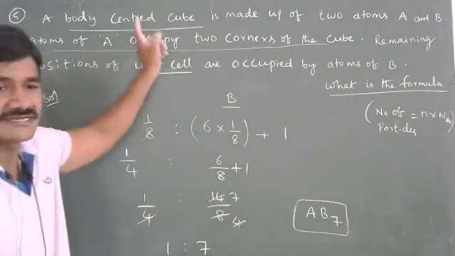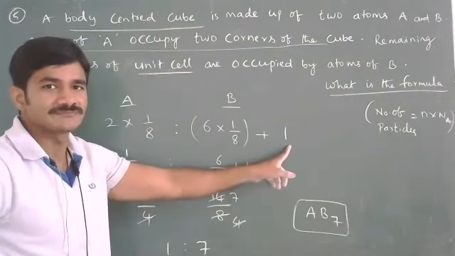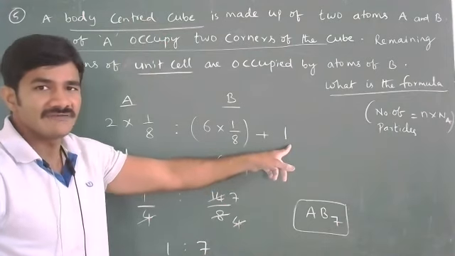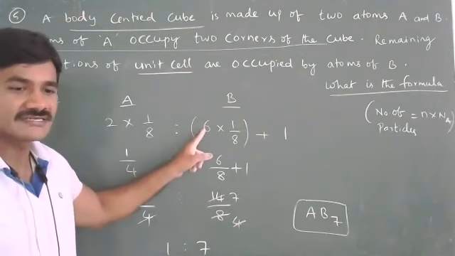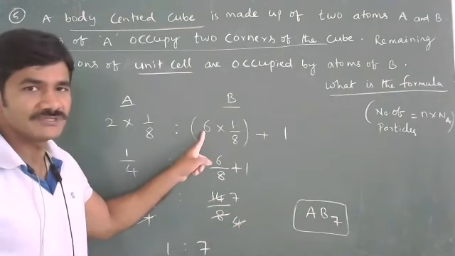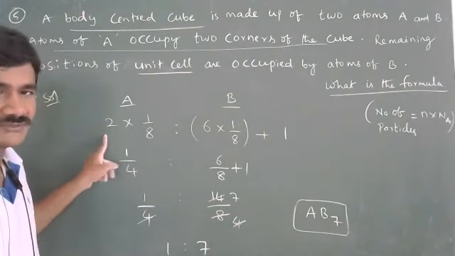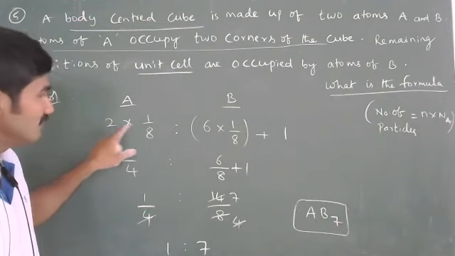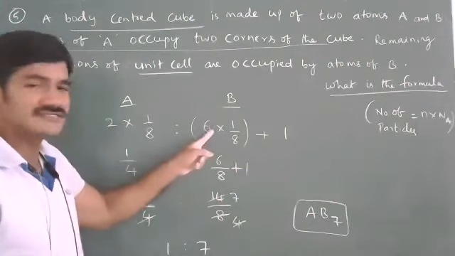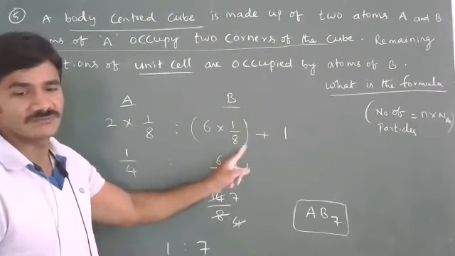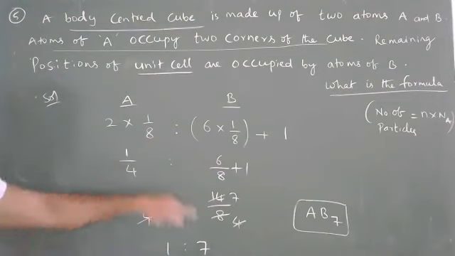So they're mentioning body centered cube. That's why I'm writing +1. Body centered cube has atoms in the corners as well as in the center of the body. Actually 8 corners should be there, but they told that 2 corners are occupied by A. So 2 into 1/8. Out of 8 corners, 2 are occupied by A. Remaining 6 are occupied by B. 6 into 1/8 plus 1. So if we simplify this, we'll get 1:7, AB7. Understood?